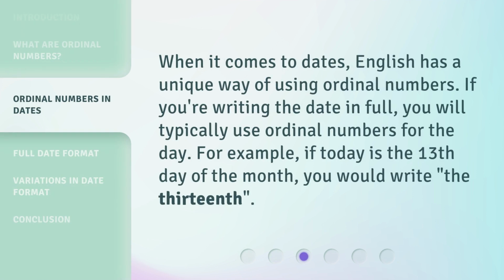When it comes to dates, English has a unique way of using ordinal numbers. If you're writing the date in full, you will typically use ordinal numbers for the day. For example, if today is the 13th day of the month, you would write the 13th.